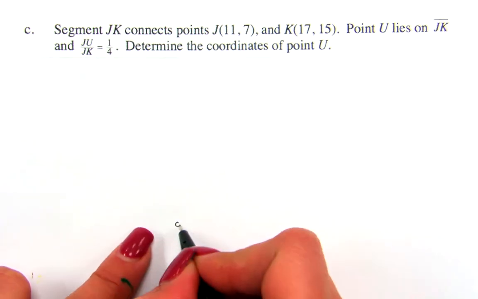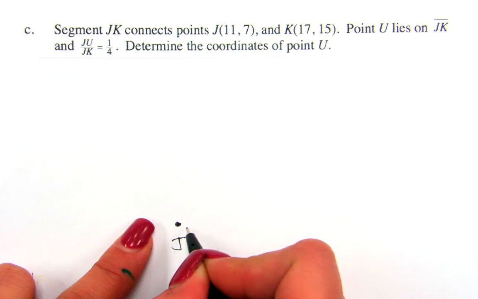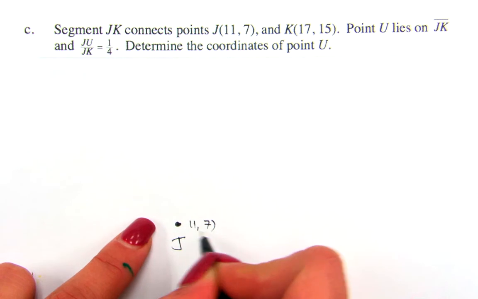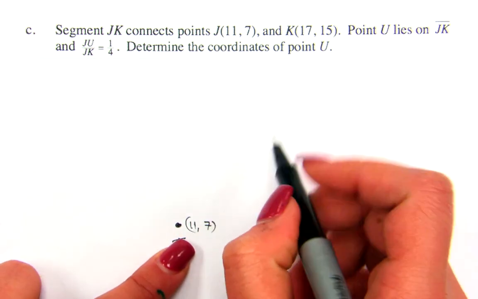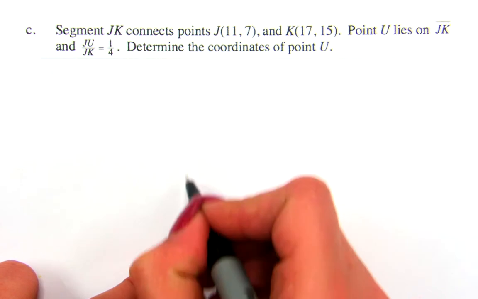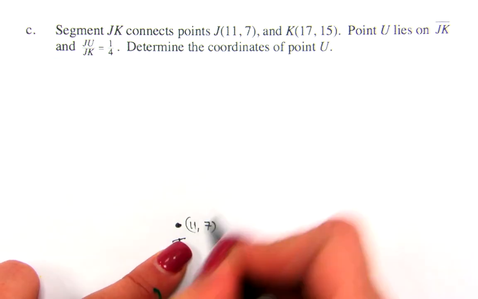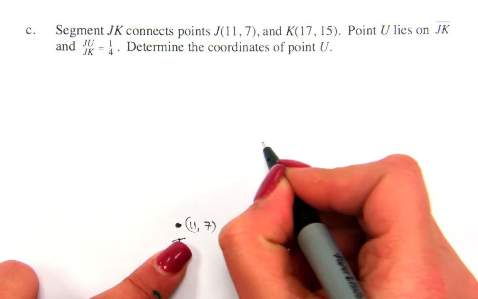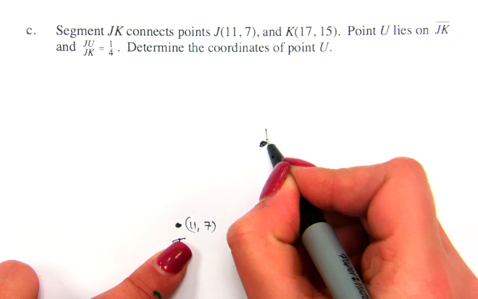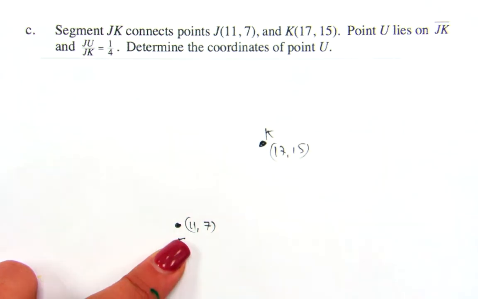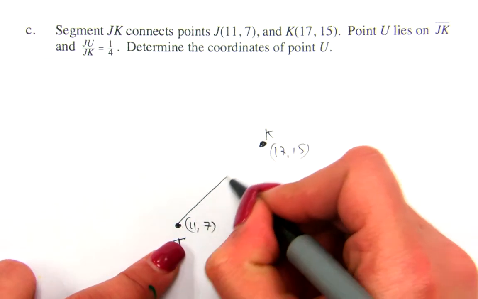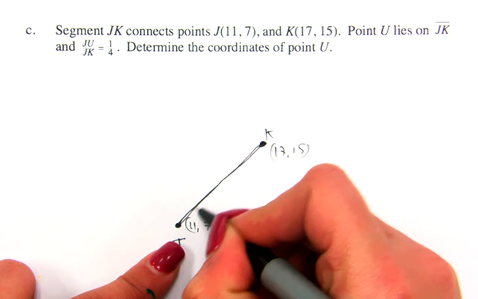Okay, let's see, J is here. So let's say this is (11, 7), all right? K is (17, 15). So we're going to go all the way up to 17, somewhere up here. It's higher and across more. So this is going to be K. All right, so we have (17, 15). I'm going to connect these two because this is our segment.